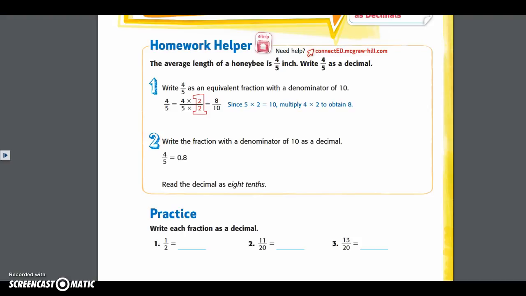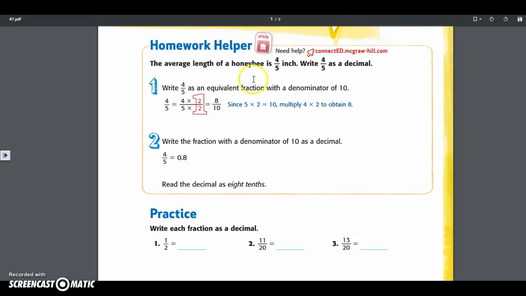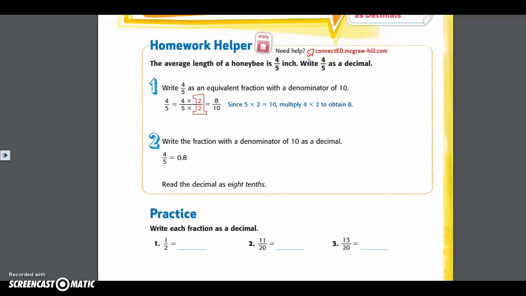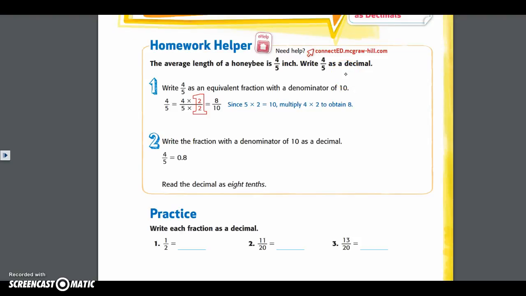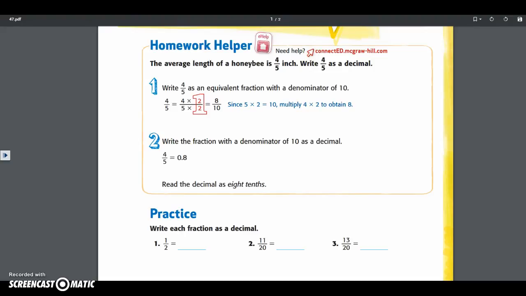So here you will see that we have our problem. It says the average length of a honeybee is 4/5 inch. So we need to write 4/5 as a decimal. Well, 4/5, we want it to have a denominator that is either 10 or 100. That's what we're shooting for because we have tenths and hundredths, and we already know how to write those as decimals. So let's take a look at what they have for us here.